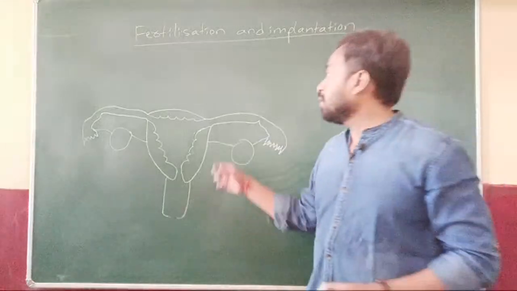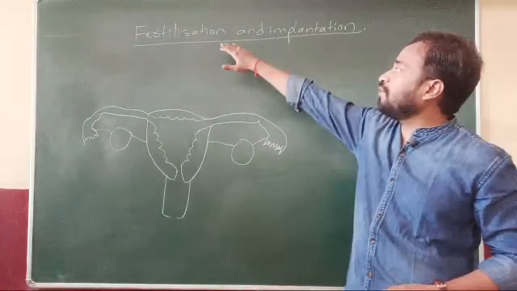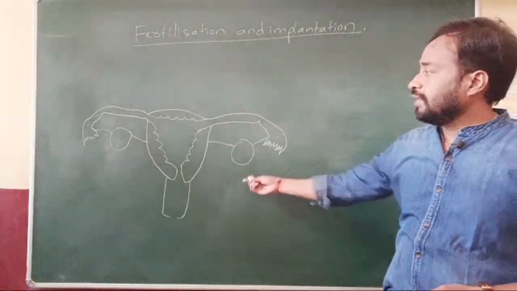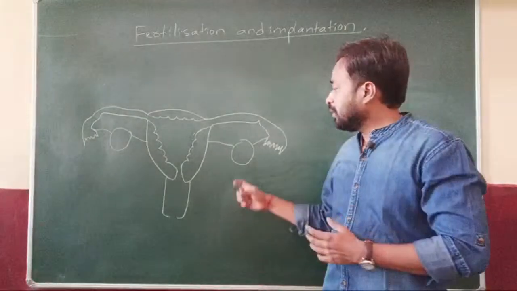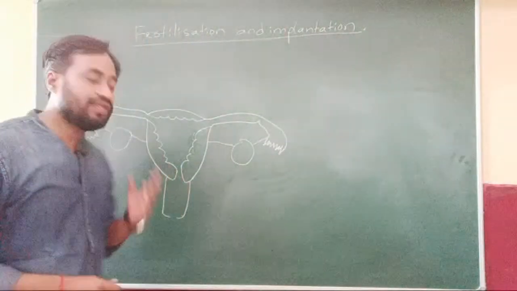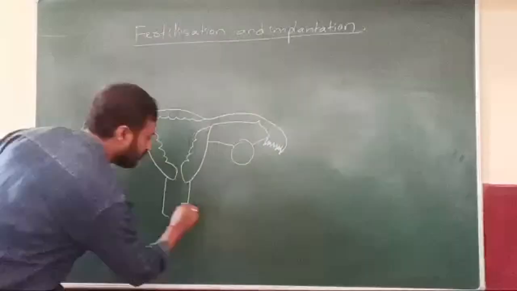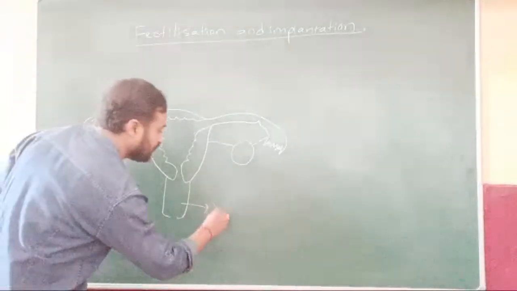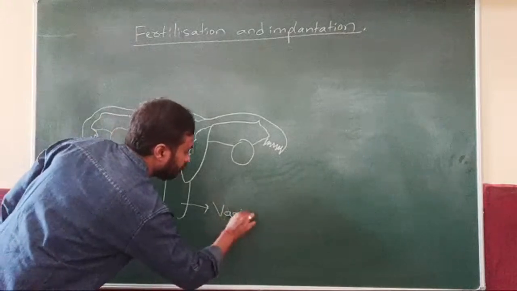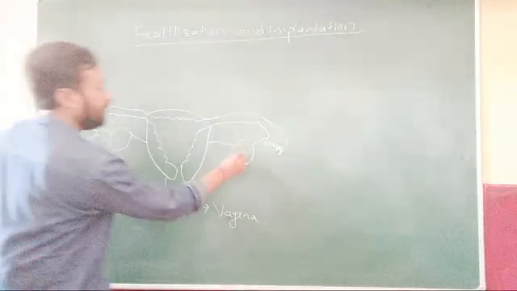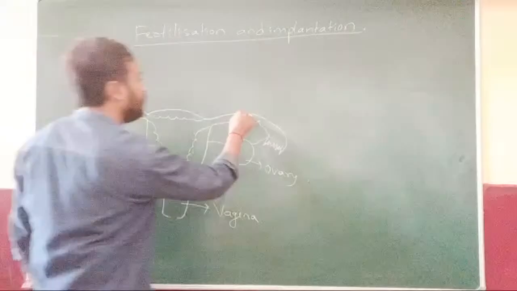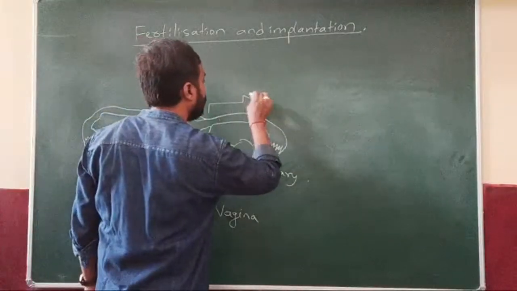We started today discussing fertilization and implantation. Under that we are discussing the diagram of the female reproductive system. You should know this part. This is the vagina, whereas these are the ovaries, and this is the fallopian tube.